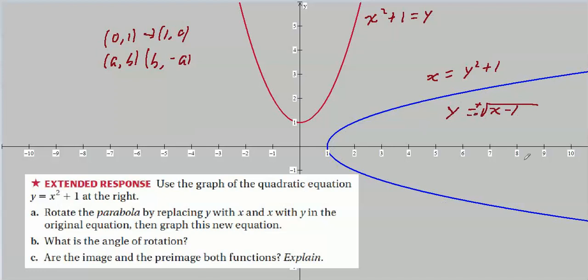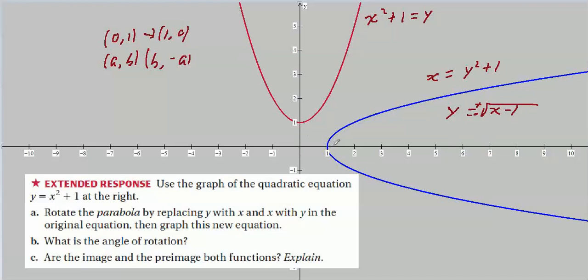And why does it stop here at 1? What happens when x is less than 1, like when x is 0? Well, then we get the square root of minus 1. Where are we going to graph that? We don't have that number yet. It doesn't exist for us. So we have to stop right here.